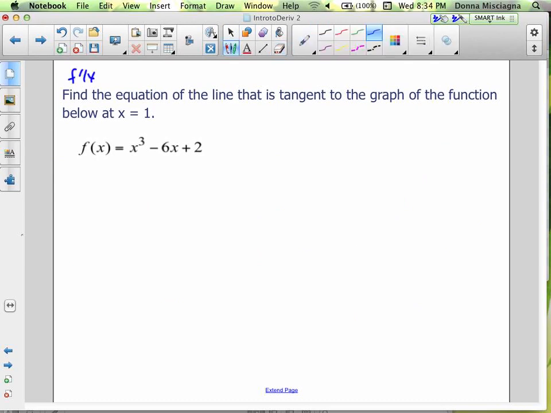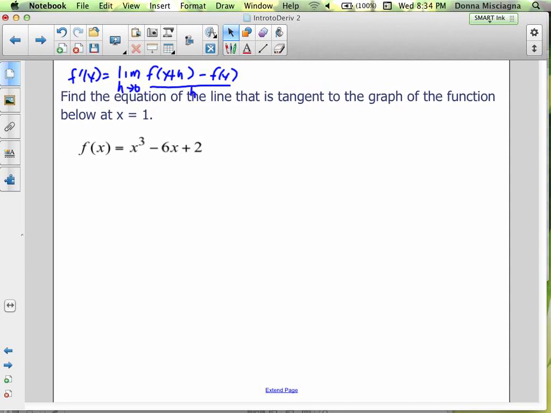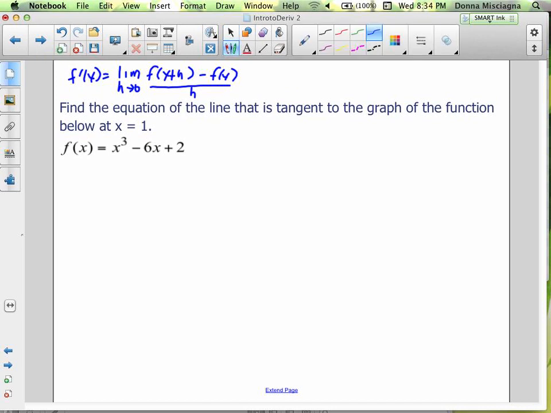f prime of x equals the limit as h approaches 0 of f of x plus h minus f of x, all divided by h. h is in the denominator all by itself. Even if something else comes in the denominator, or what's in the numerator becomes a fraction, h is still in the denominator all by itself.